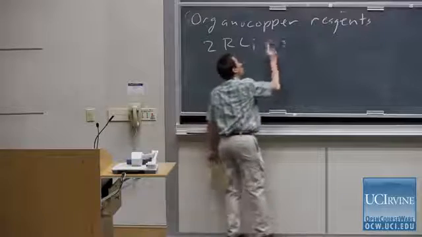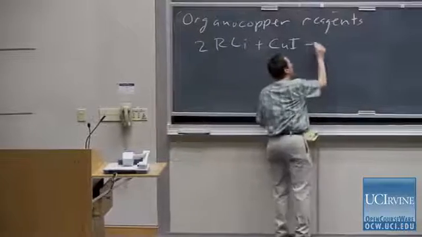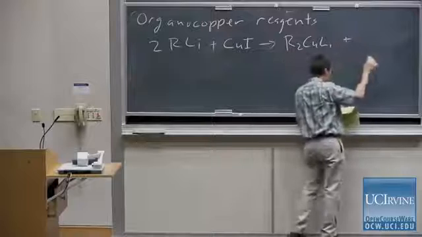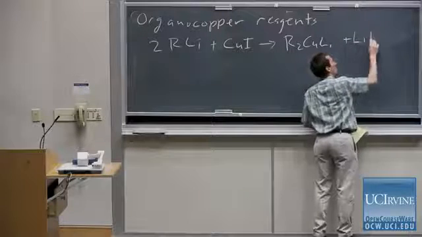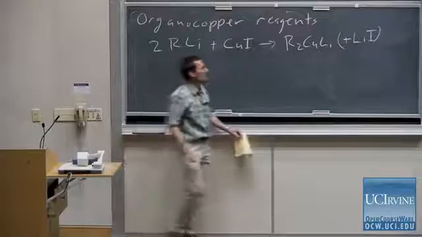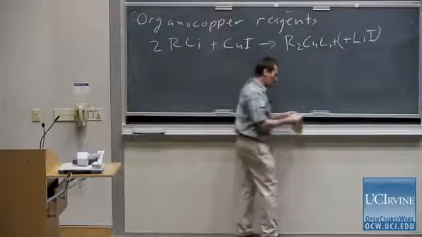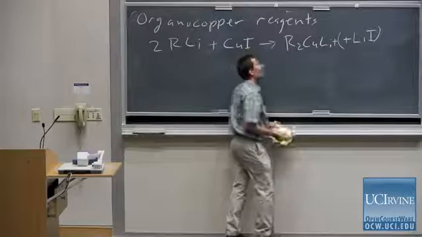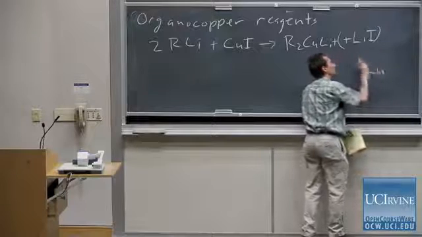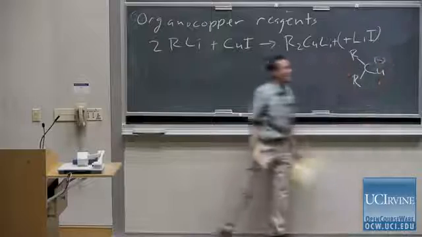So two equivalents of an alkyllithium plus cuprous iodide, CuI, gives you R2CuLi, plus, if you want to balance your equation, lithium iodide. As I've mentioned many a time, organic chemists are bad about writing this. I'll write plus to show it's both of them. We call this an organocuprate reagent. And if I wanted to write the structure of this, you could think of it as two R groups on copper with a negative charge on it.